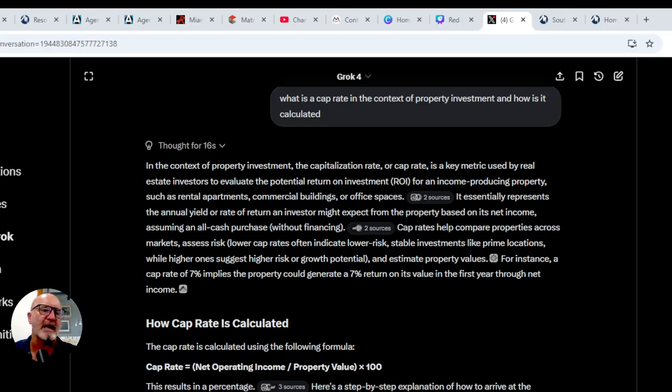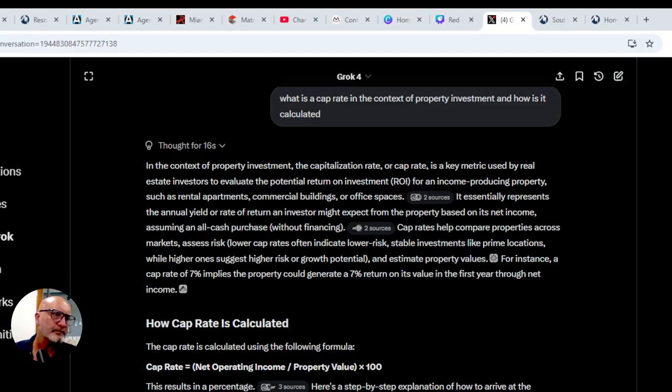The thing to remember about the cap rate: the lower the cap rate, the more valuable and the higher the price of the property. It works inversely. So if I have a cap rate of 5%, the property is worth more. If I have a cap rate of 10%, the property is worth less. So just bear that in mind with the cap rate. It's a bit confusing at first, but you do get used to it.